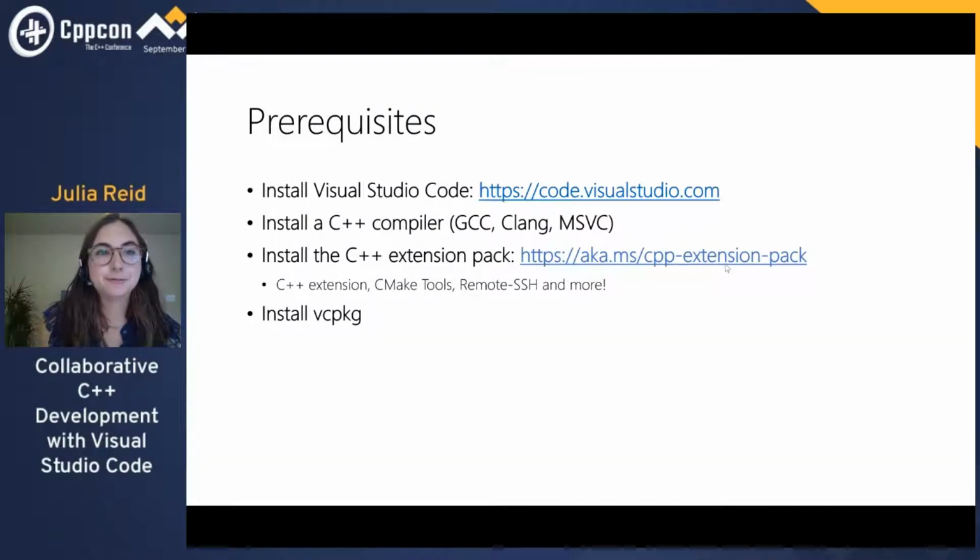A couple of things that I did before this demo are: install Visual Studio Code, which you can do by following the link on the slide. Install a C++ compiler. GCC, Clang, and MSVC are popular choices. In the demo that I'm doing today, I'll be using Clang because I am building on my macOS laptop. I installed the C++ extension pack, which is a new extension pack that bundles together popular extensions that we believe are most helpful for C++ development in Visual Studio Code. All of these extensions that I'll be demoing for you today are included in this extension pack. And lastly, I installed vcpkg.